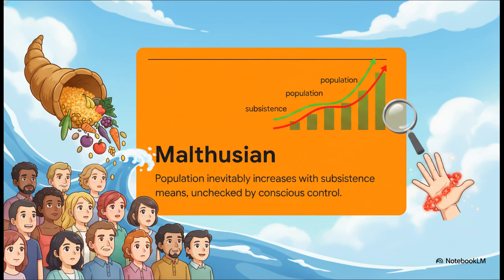So what does that mean? Well, in a Malthusian state, a population inevitably increases whenever the means of subsistence increase. It's completely unchecked by any kind of conscious human control. And what's wild is that at the time, Thompson estimated a whopping 70 to 75% of the entire world was stuck in this highly vulnerable Group C.